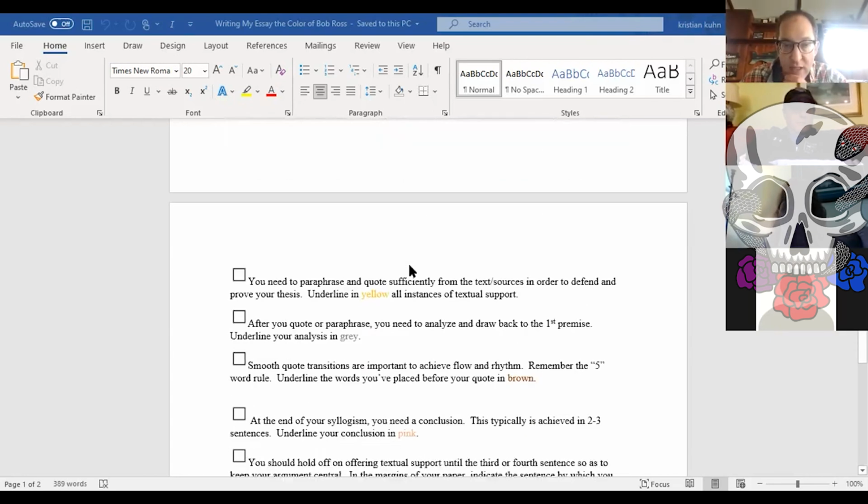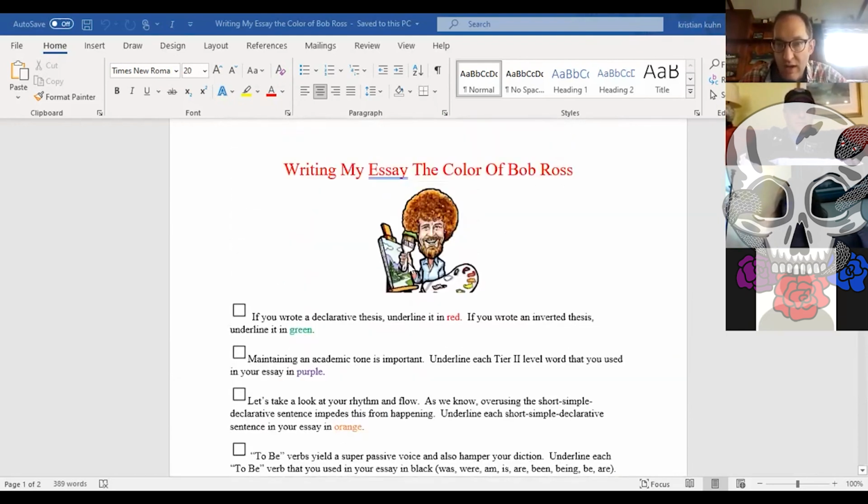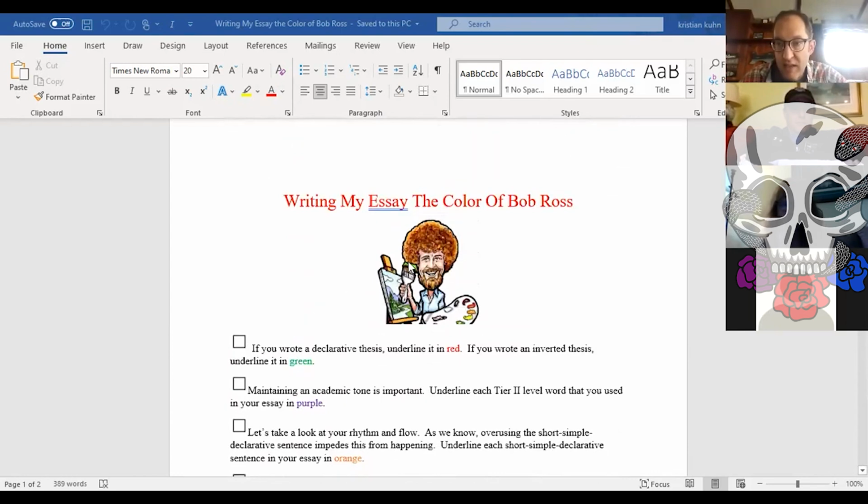You need to paraphrase and quote sufficiently from the text sources in order to defend and prove your thesis. Underline in yellow all instances of textual support. Absence, presence of color. So I don't need to show you this whole thing. You get the gist of it. So here's what I do. All right. That is the huge time saver. They submit their essays and I read them. And I don't even need to read the whole thing. Jake and I were talking about this before everyone came on. Don't even need to read the whole thing.